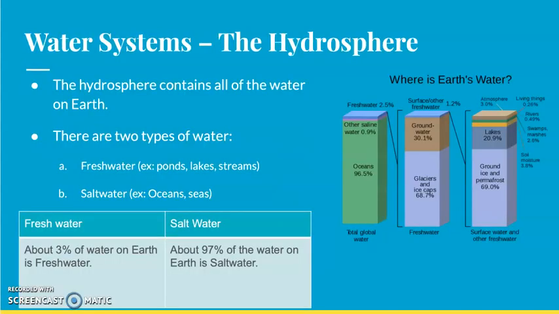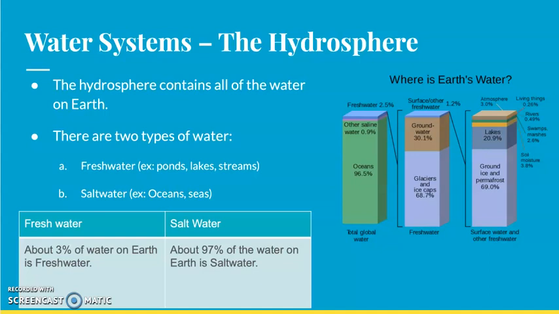Now we are going to talk about one sphere in particular, the hydrosphere, which, like we said, contains all of the water on Earth. There are 2 types of water, fresh water and salt water. Now we know that we drink fresh water and we cannot drink salt water. Salt water is not good for our system. If we drink it, we will get very sick.